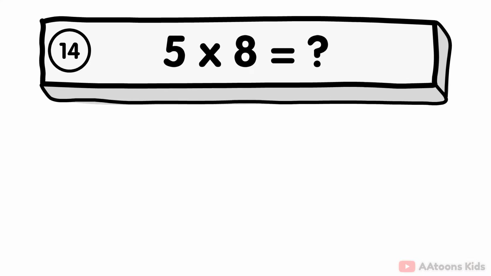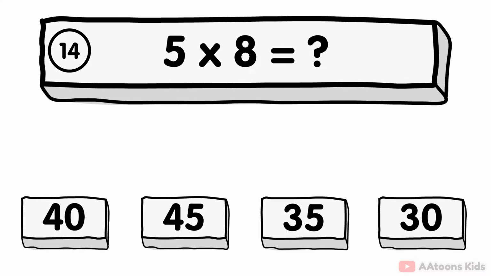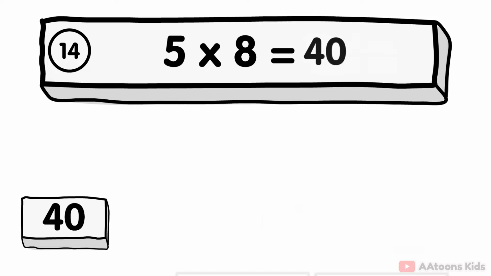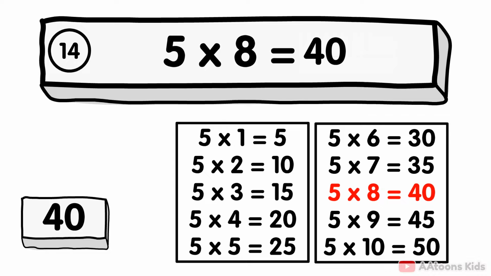5 multiplied by 8 is equal to 40. 5 multiplied by 8 is 40.